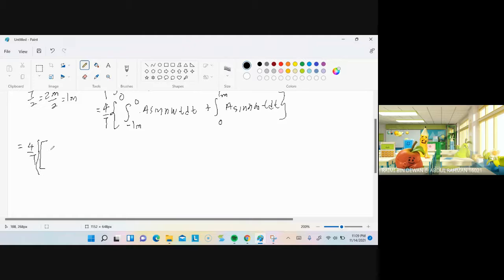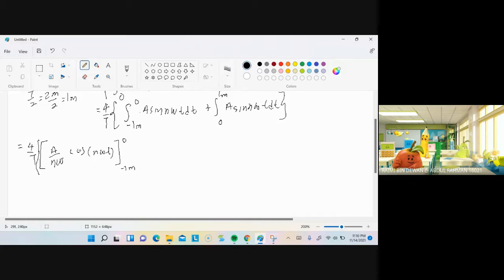And then you have A and omega. When you integrate from sine like this, everything inside is put outside, the n omega. T is not. We don't put it here, we only put everything inside. So n omega cos n omega t. And the limit is from negative 1 milli to 0.